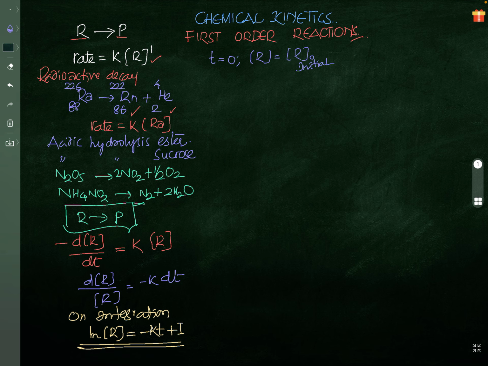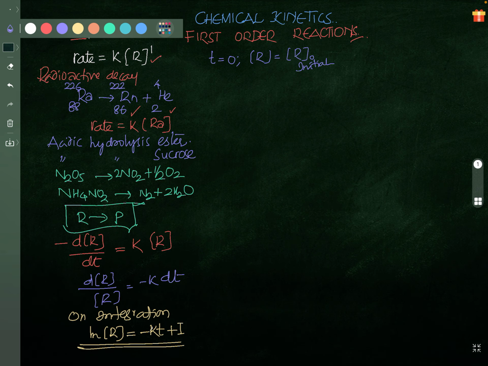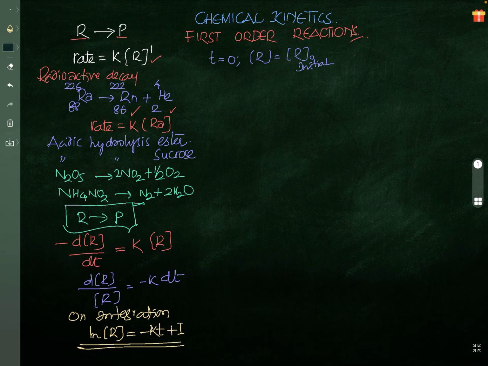When t is equal to 0, that means time is 0, then the reaction is yet to start. इसका मतलब होता है अभी reaction का start ही नहीं हुआ तो concentration will be initial concentration. And we are saying initial concentration is R naught. Fine? Good job. So now that you substitute in this expression, it becomes ln R naught is equal to minus k, time is 0, plus I. It means I is equal to ln R naught.